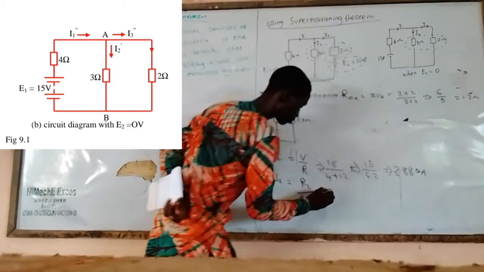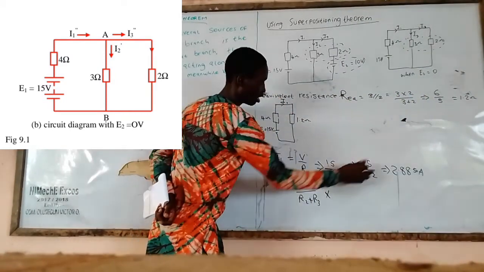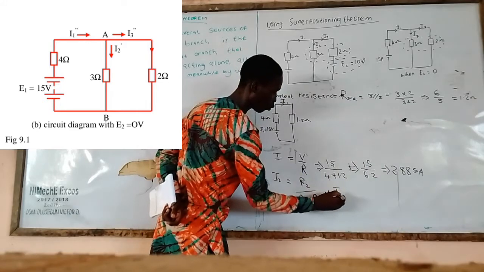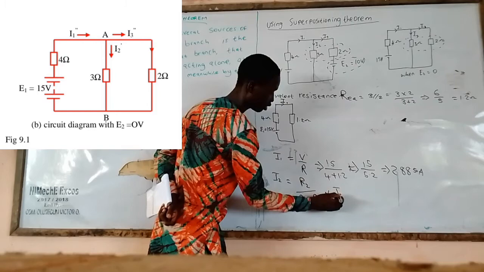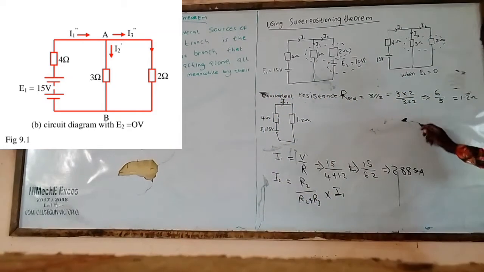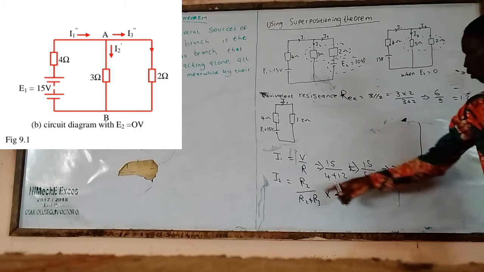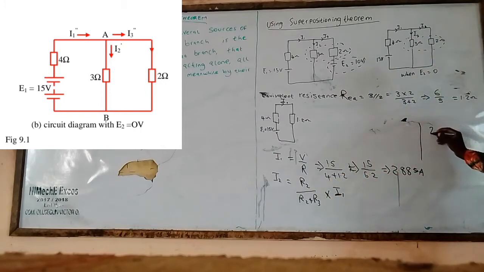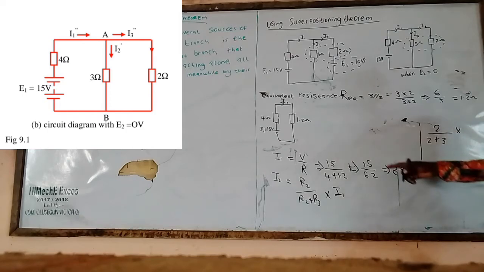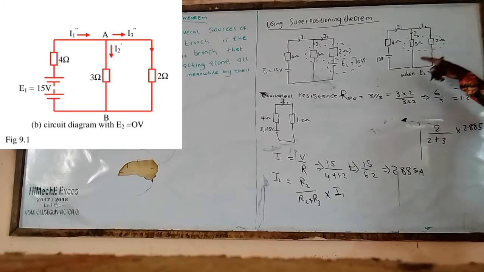Times what we have, which is I1. What is R2? R2 here is 2 ohm. So 2, divided by R2 again, which is 2, plus 3, times what is our I1? 2.885. This is very, very simple. Just this divided by the sum of this.